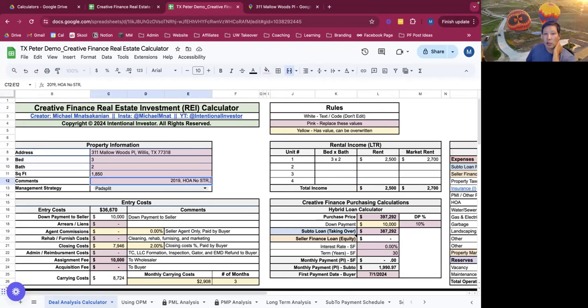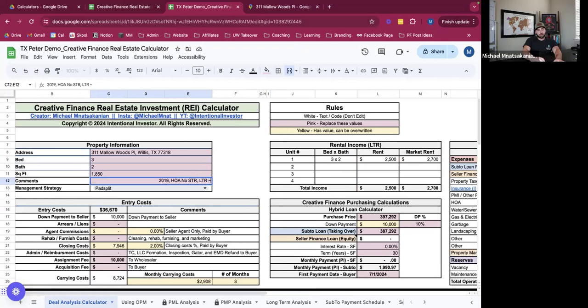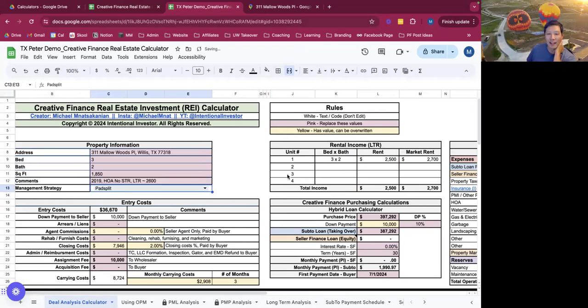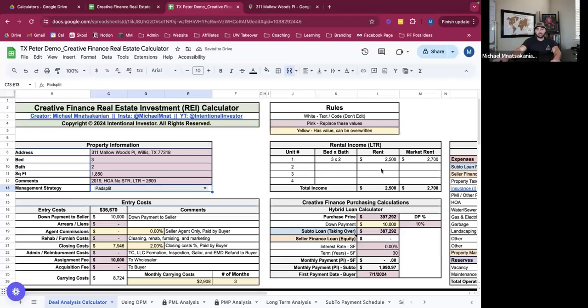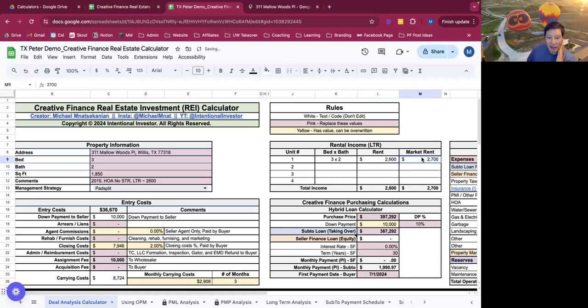And the LTR is estimated at about 2,600. Who told you that? The wholesaler. I bet they did. All right, so let's verify that. Let's stick with that number for now. Okay, 2,600, and let's see how it underwrites.